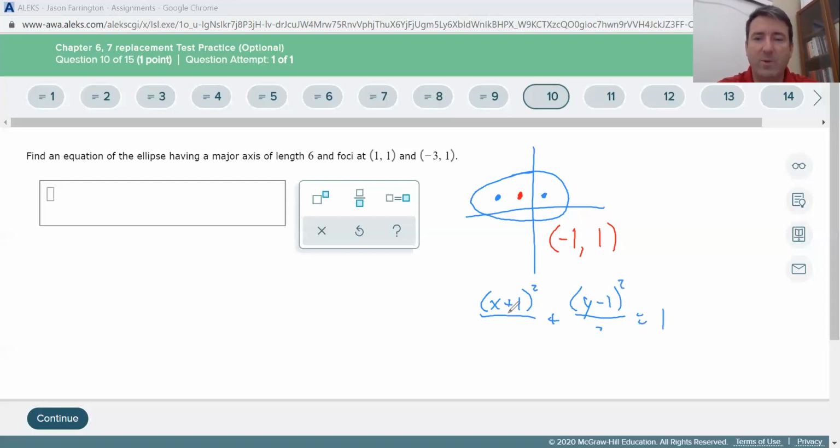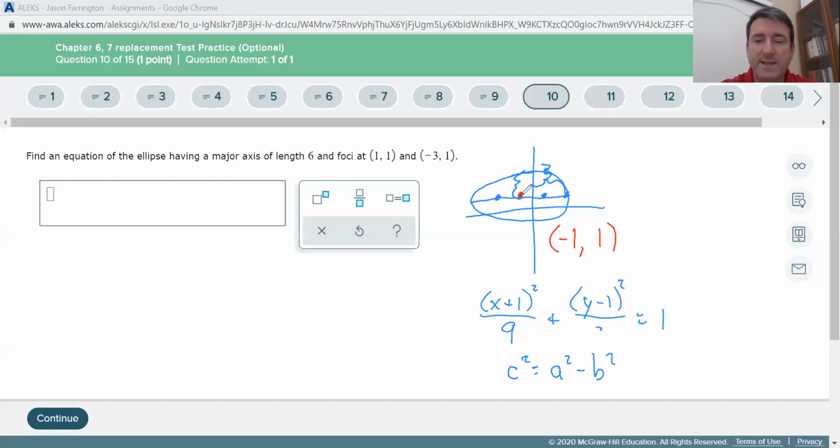And now we just need to figure out what these two somethings are. So this down here is going to be this distance out to here. This is a. And we're told that the major axis is 6. So this entire length is 6. So this length has to be 3. So what goes under here is 3 squared, which is 9. And now to figure out what goes here, we need to figure out this distance. And to figure that out, we know that c squared is equal to a squared minus b squared.